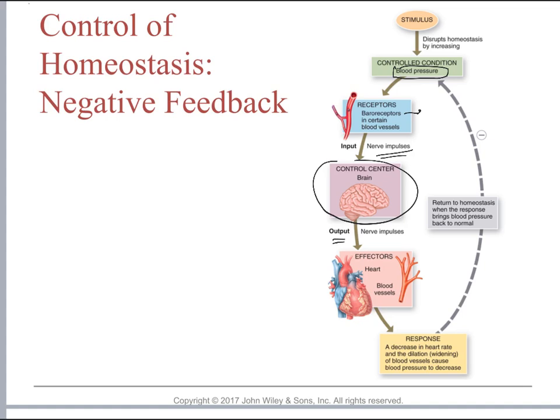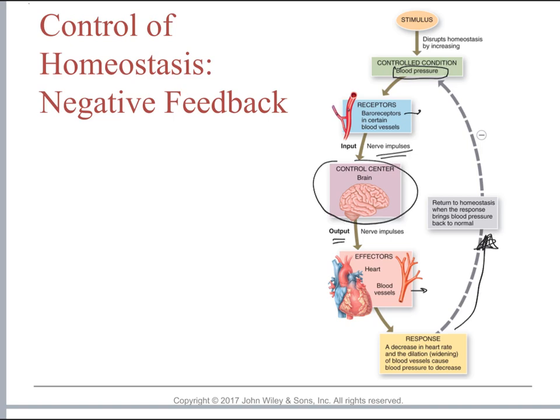The output response is going to be to adjust the lumen or the diameter of the blood vessels leaving the heart. What this does is it widens those blood vessels, causing blood pressure to decrease. So by vasodilating, we are actually artificially decreasing blood pressure until we return back to a normal homeostatic condition.